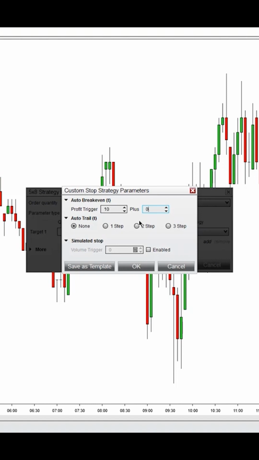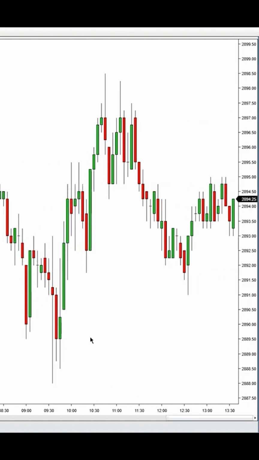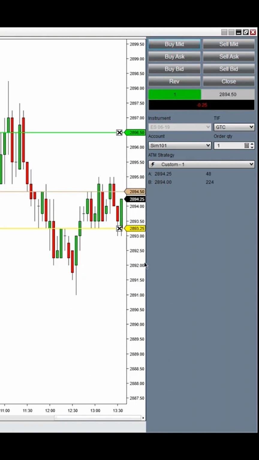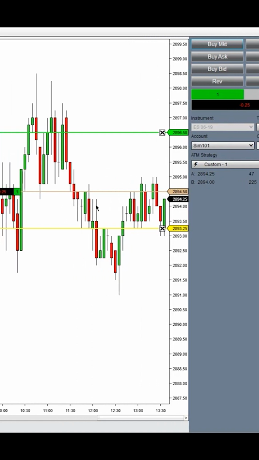Now, important to note here is that all of these strategies are quoted in terms of ticks and pips. So if you have your order quantity or your parameter type set to price or currency, it will default back to ticks when you're using any of these stop strategies. Anything you put here is in terms of ticks for futures contracts or pips for Forex markets. So if I'm in the market now with this custom order, every time the market moves in my favor, it'll move my stop up to either auto break even.